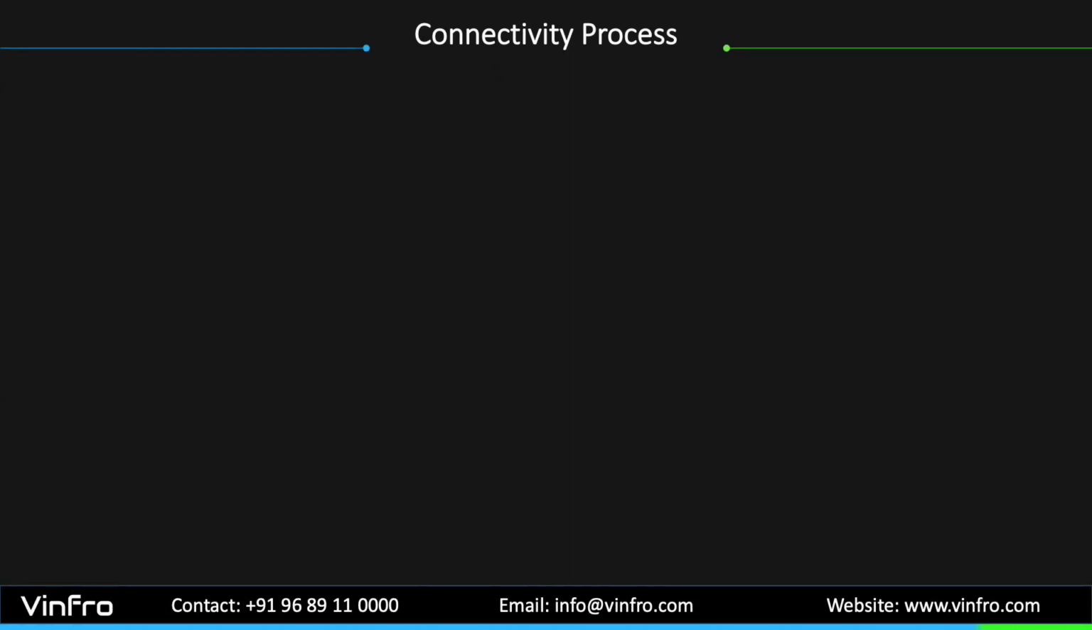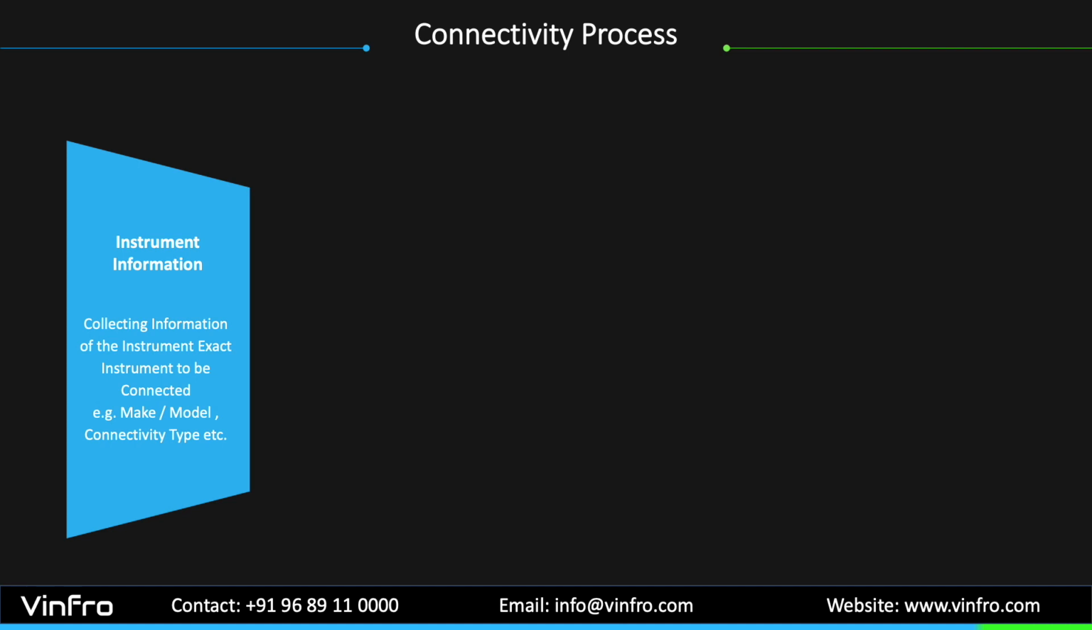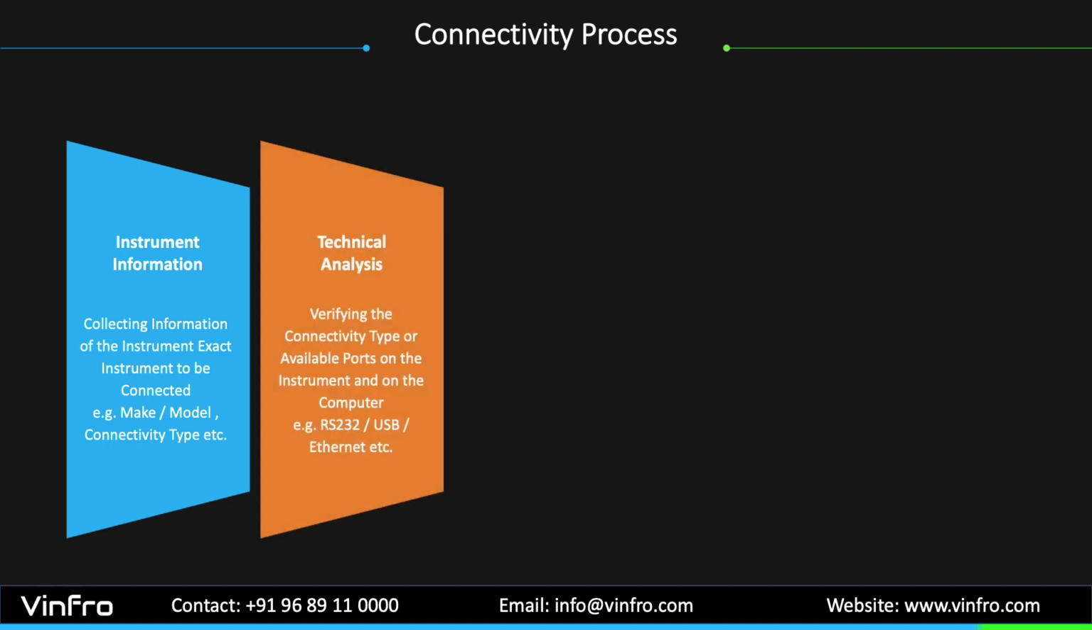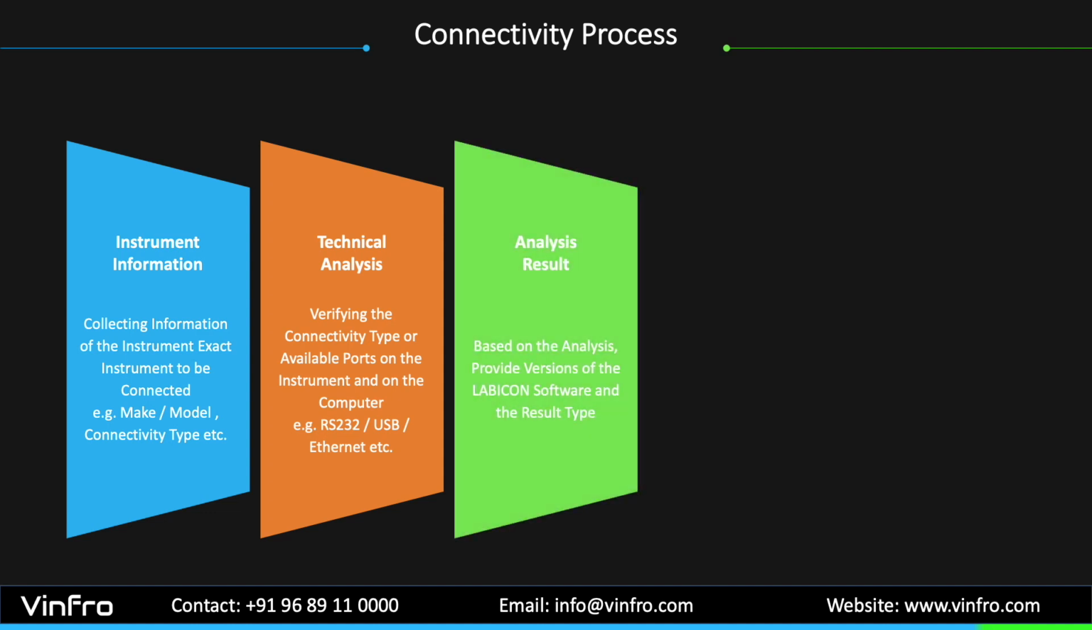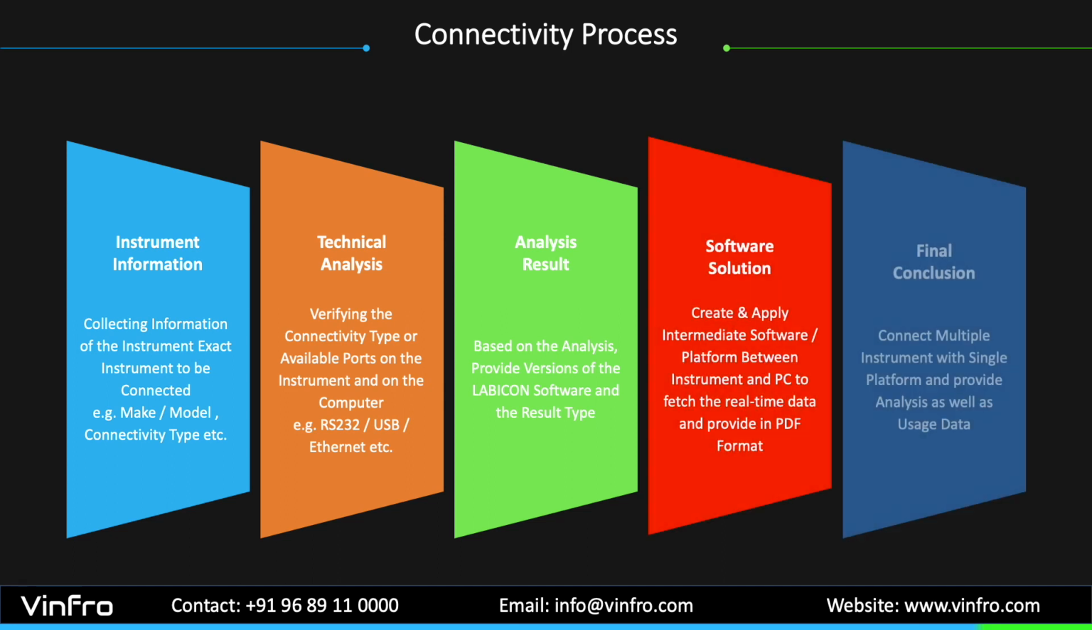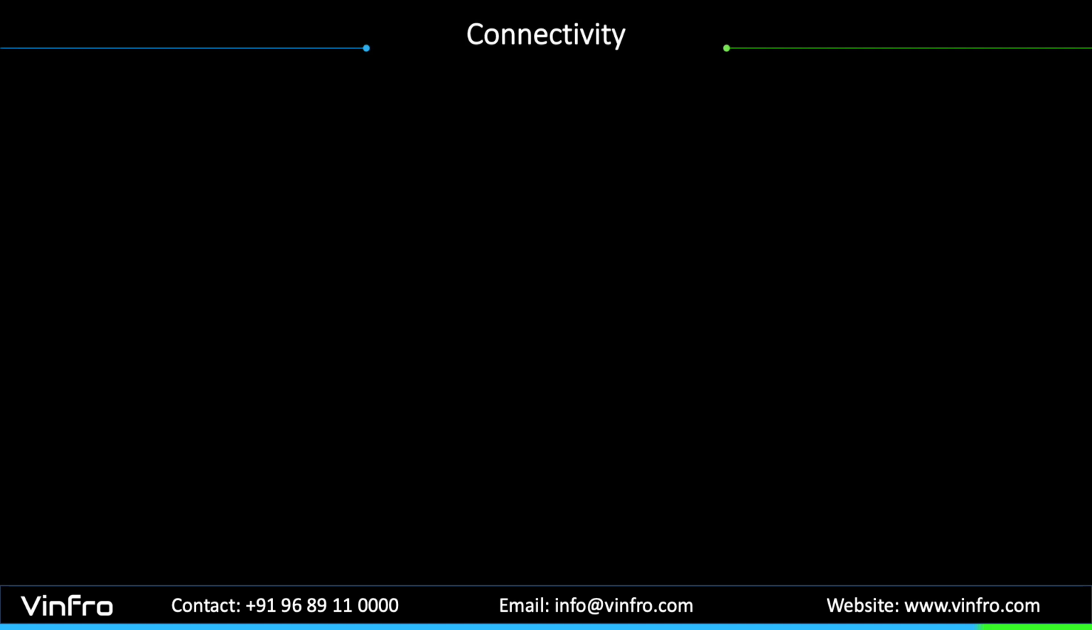Connectivity process. The connectivity process starts from collecting information of the instrument. After collecting this information, we do the technical analysis to verify the available ports on the instruments. Based on this analysis, we provide the versions and the result type, and based on the collected information, the final software solution is provided.